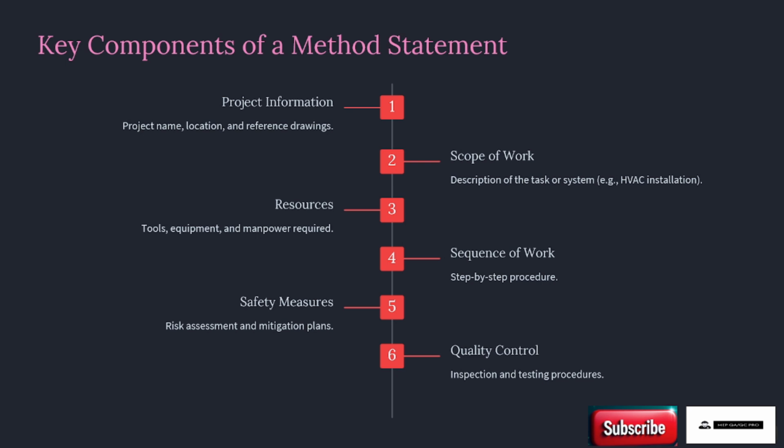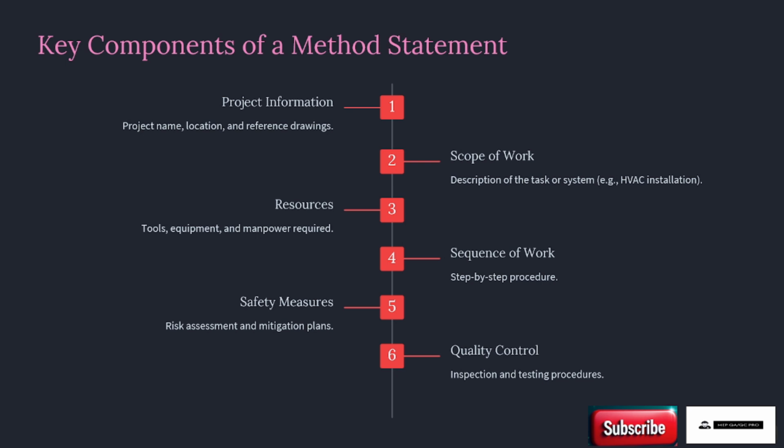The next one is resources. When you are going to start your work at site, you need some resources, right? The resources should be like tools, equipment, manpower, engineers, subcontractors. Everything you need to write in the resource section. Then the foremost step is the sequence of work.